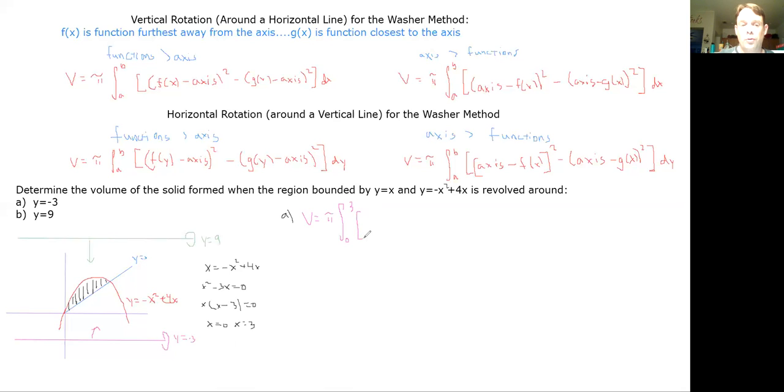So we're going to go the greater function minus the lesser function. So the greater function, that was the parabola. So negative x squared, but I have to subtract my axis from it. So minus a -3. And then I'm going to subtract the blue function next. So x minus a -3.